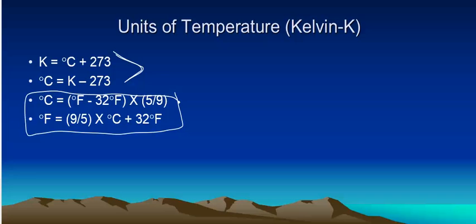The temperature starts at 0 Kelvin. That's why the Kelvin scale was introduced. 0 Kelvin is the lowest temperature possible. So the Kelvin is the SI unit for temperature.